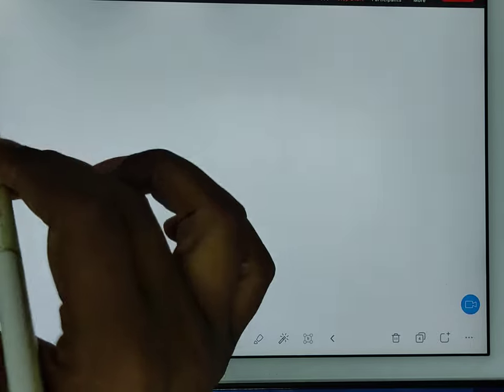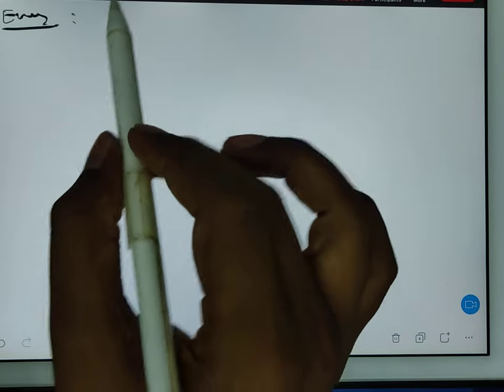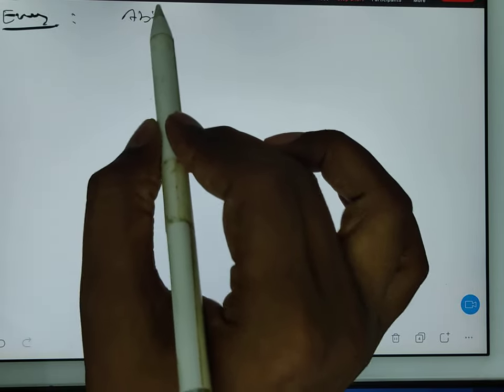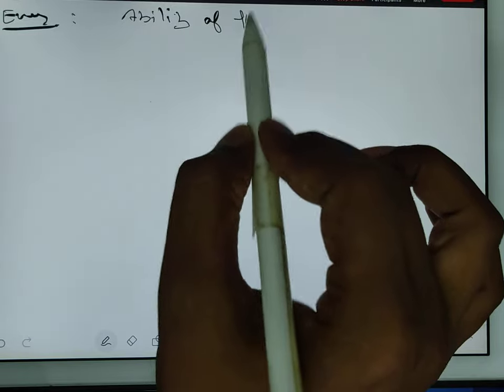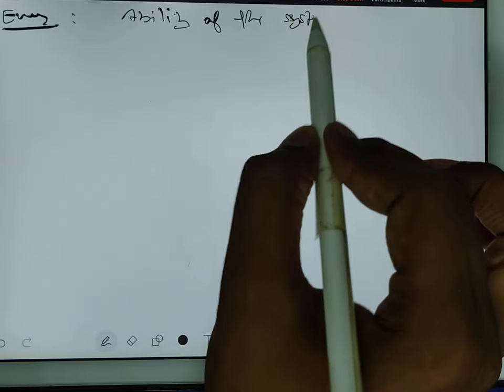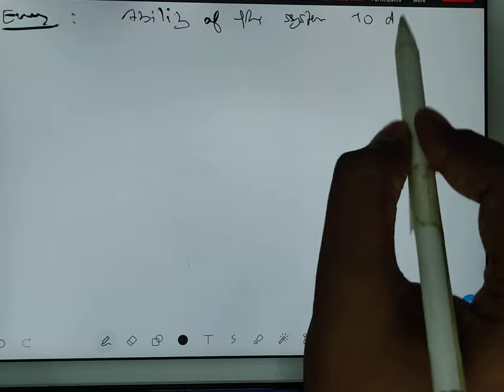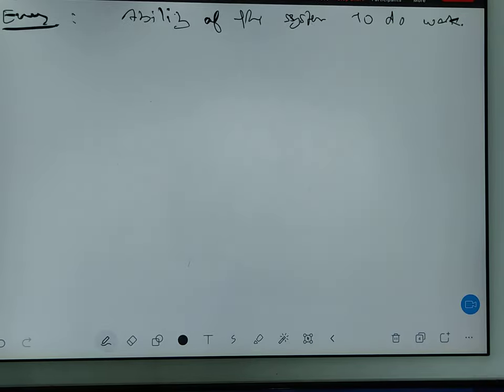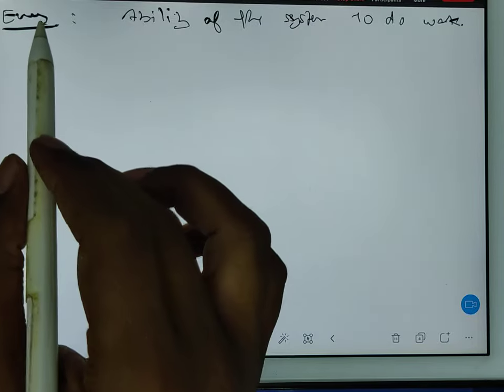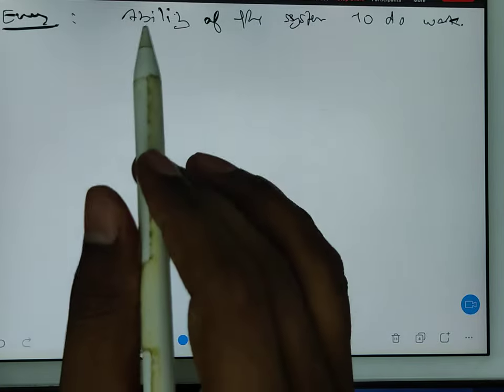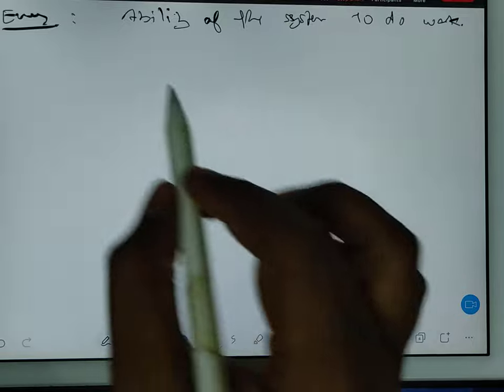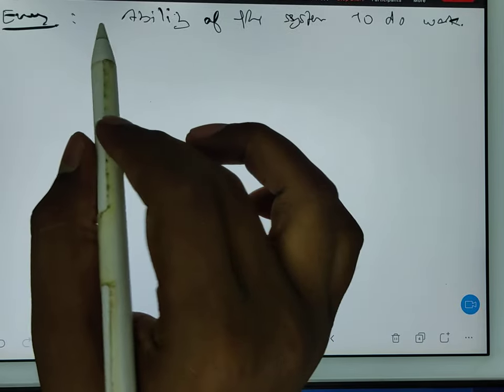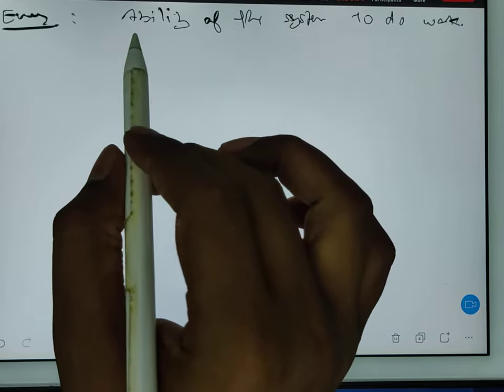So see here, a new topic, energy. What is the proper basic definition of energy? Energy is the ability of the system to do work. Okay, now here again we have a reference frame, like what kind of energy you want to see. You want to see energy at macroscopic level.